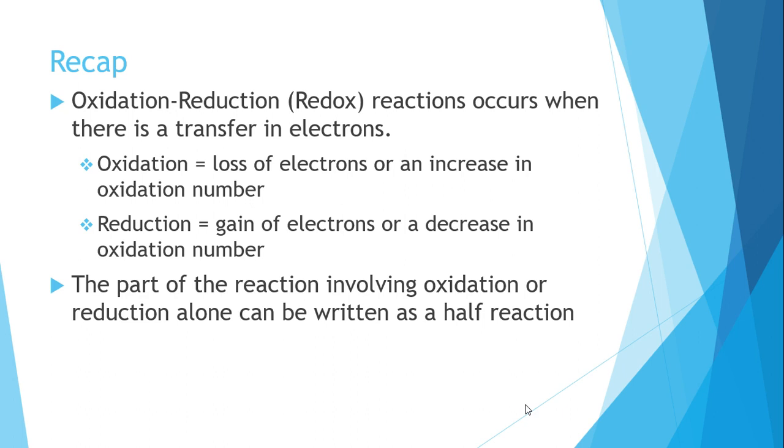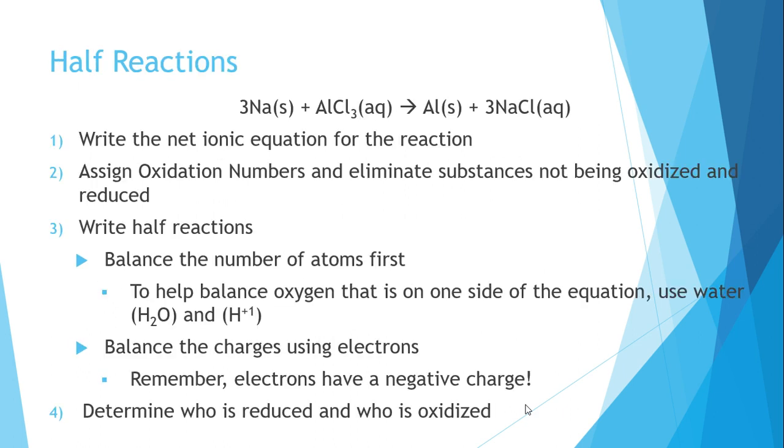Now, the part of the reaction involving oxidation or reduction alone can actually be written as something known as a half reaction. So, you can take an entire reaction and write a half reaction. For example, if I said I had 3 sodium reacting with aluminum chloride, it's going to yield solid aluminum and sodium chloride. The number one thing that you're going to do is write the net ionic equation for this reaction, which we did last semester in chapter 4, where we split apart ions.